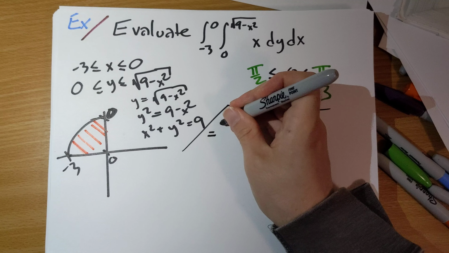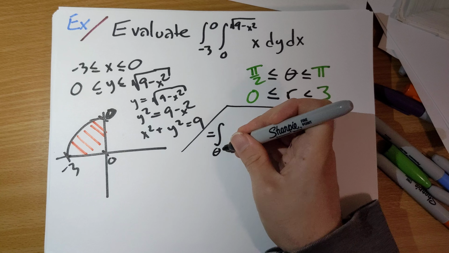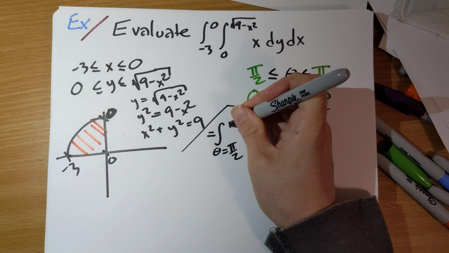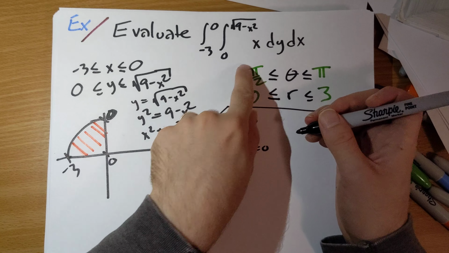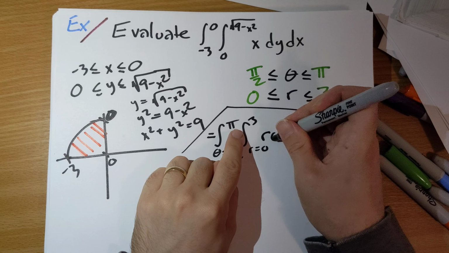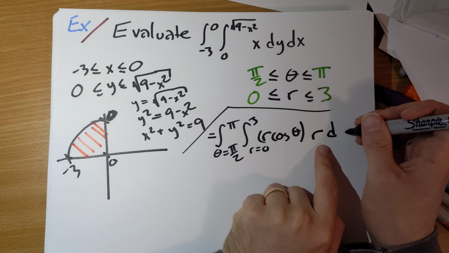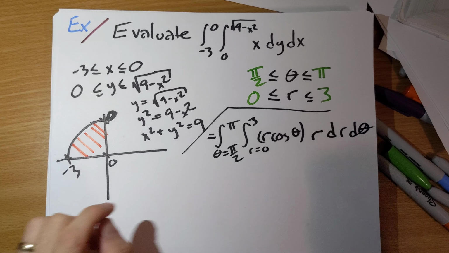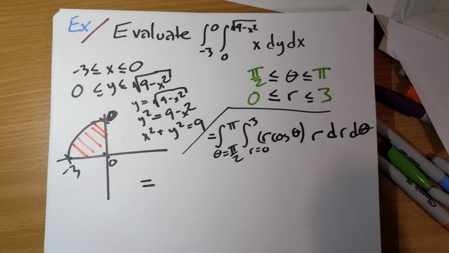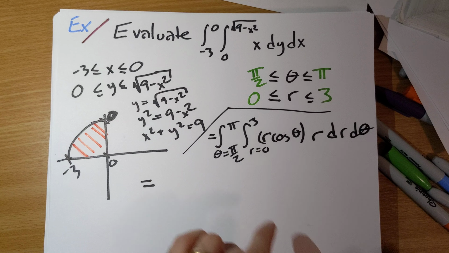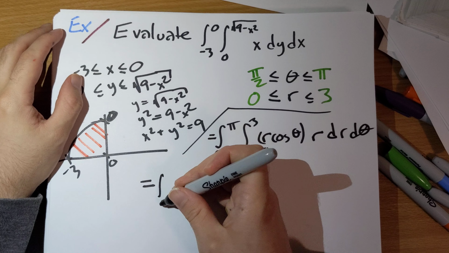So our integral, theta runs from pi over 2 to pi, r runs from 0 to 3 of, we need to change x here, x becomes r cosine theta, and then don't forget the extra factor of r dr d theta. And so now we just have to evaluate this double integral. The bounds are constant, and I think we can just factor this integral.